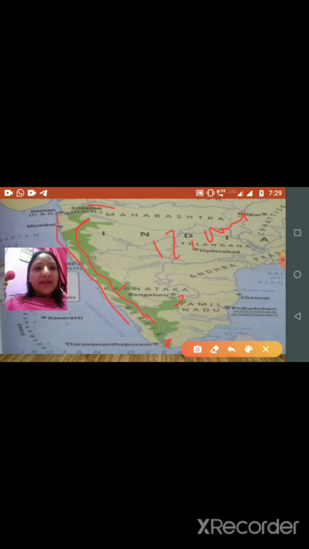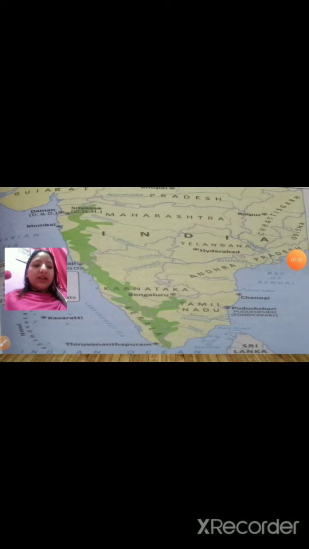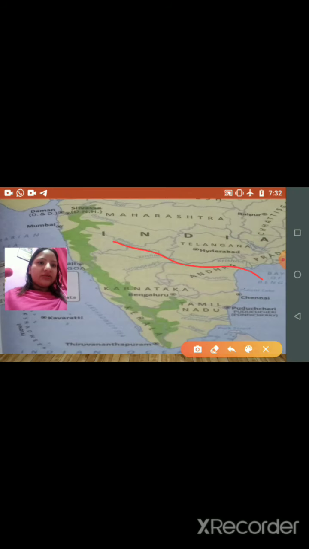Many rivers rise from the Western Ghats and flow east, and ultimately drain into the Bay of Bengal. On their way, these rivers cut deep valleys, resulting in the formation of a dissected plateau.